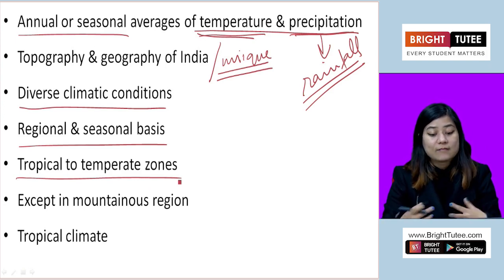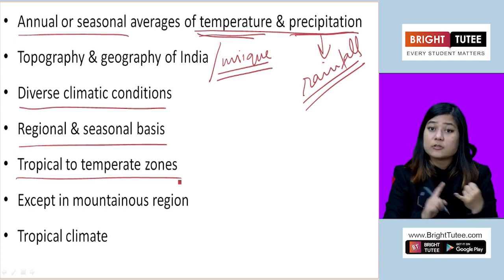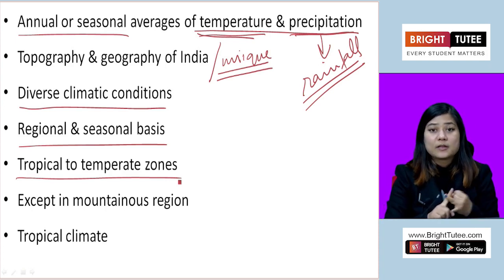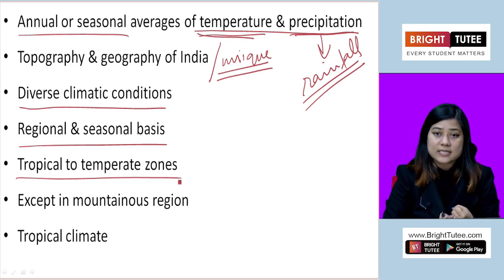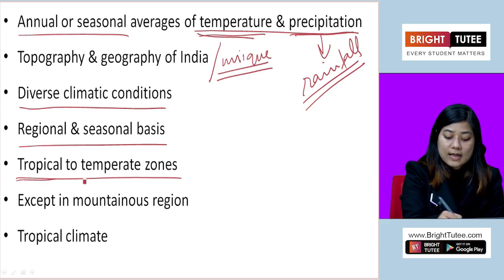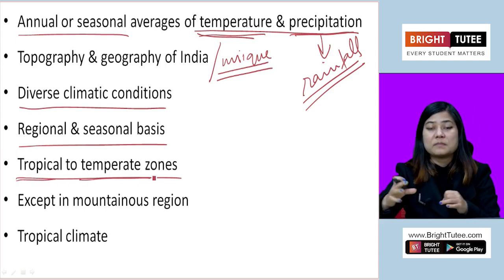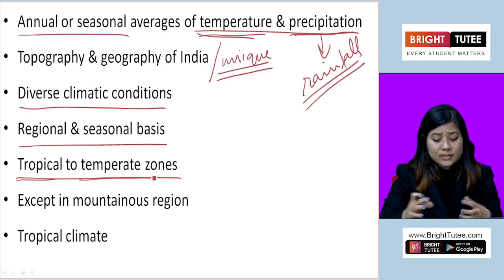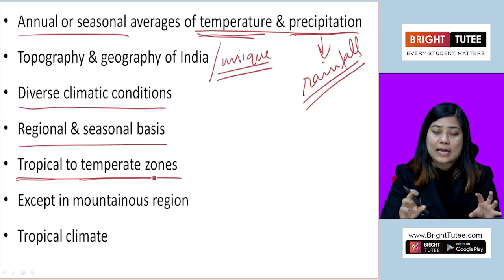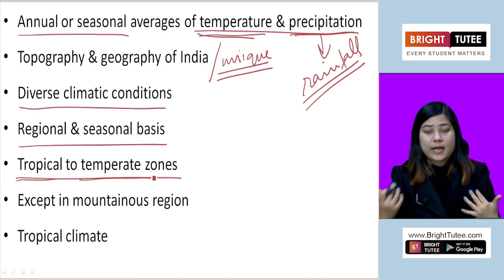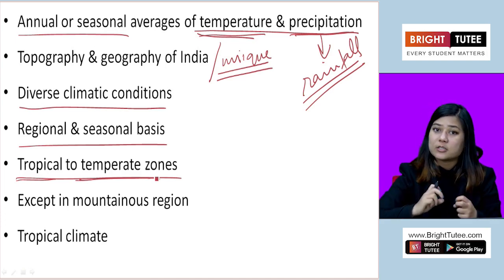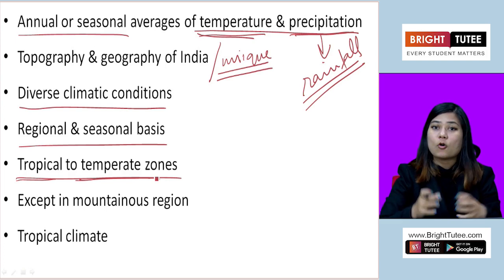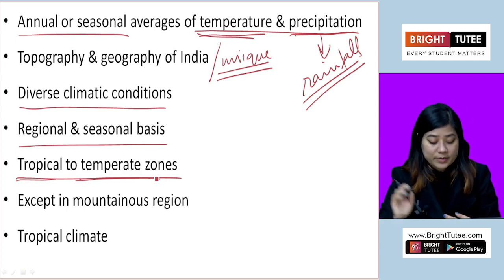We have diverse climatic conditions because of the geography and topography, and because of the different, separate regions and the seasons. We also have tropical and temperate zones. Zones means areas. Some areas have tropical climatic conditions while other areas have temperate climatic conditions. According to what kind of climate they have, they are called tropical zones and temperate zones.